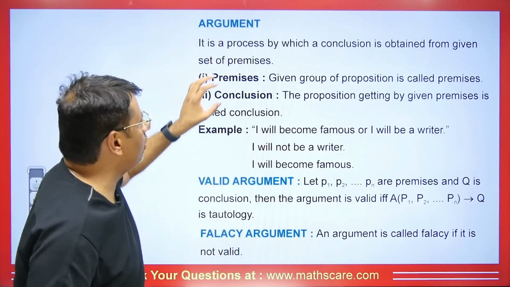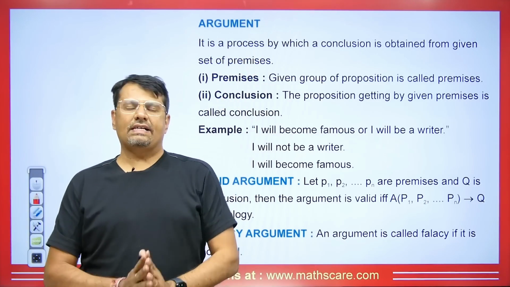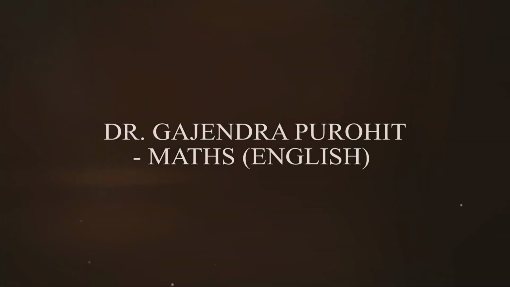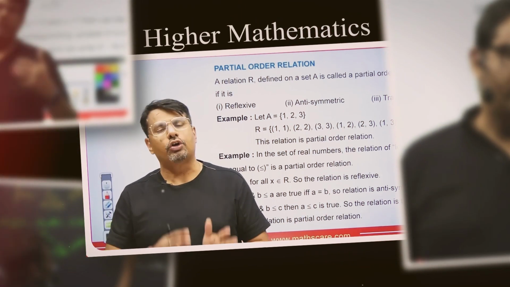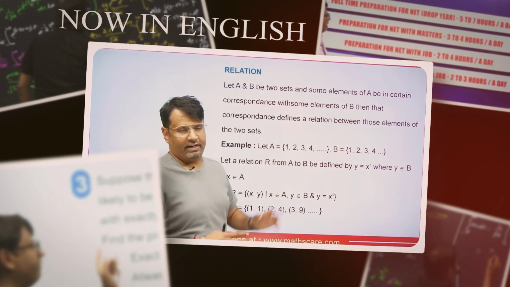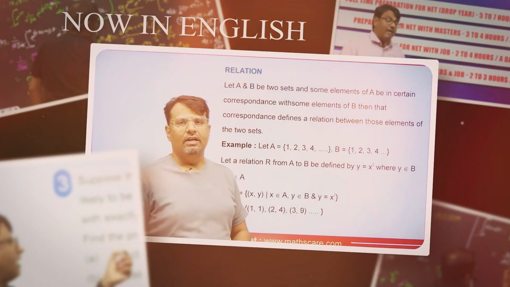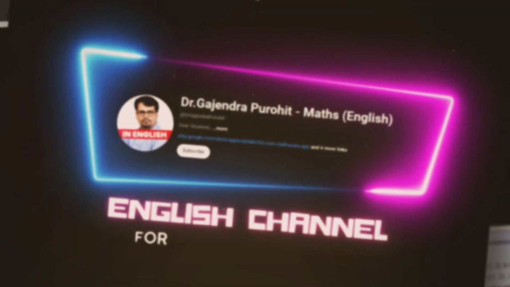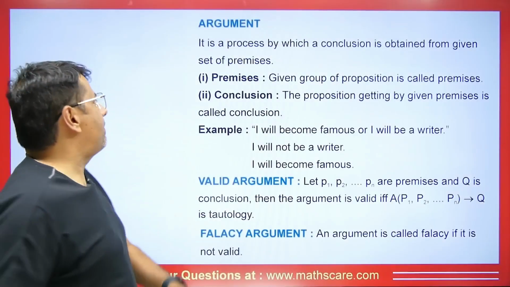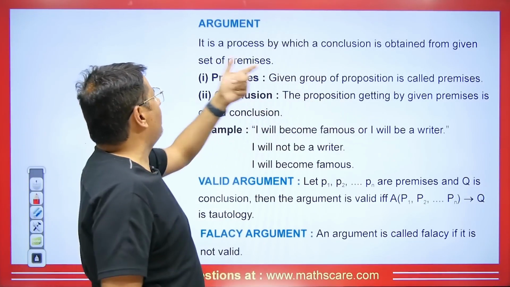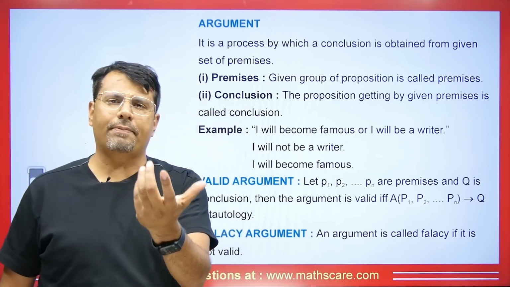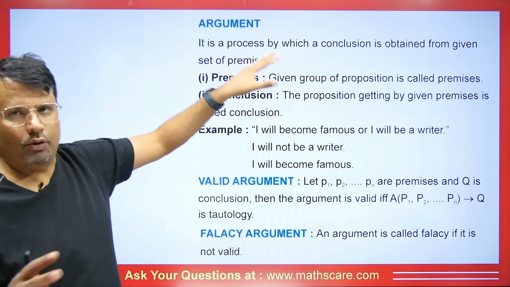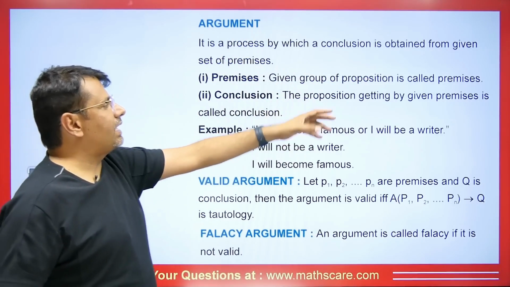Now we are going to learn how to check if the conclusion is valid or not. We already have the premises given here. Now look carefully. So what is an argument? An argument is a process by which a conclusion is obtained from given premises. Whatever premises are given, we need to find the conclusion. The given group of propositions is called the premises. The conclusion is the proposition derived from the given premises.